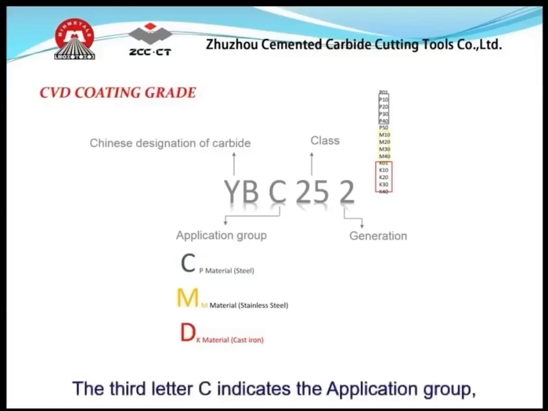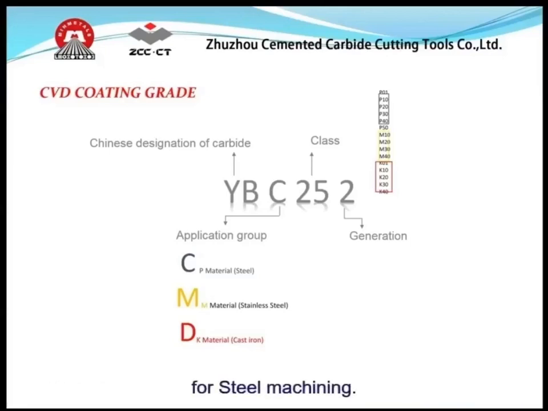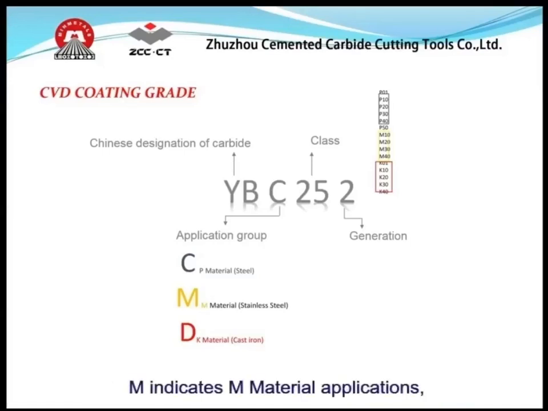The cell letter C indicates the application group. C means this grade is designed for P material applications for steel machining. Same explanation for other cell letter initials. M indicates M material applications for stainless steel machining, and D indicates K material applications for cast iron machining.